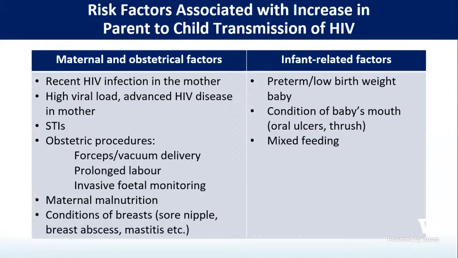Other concomitant sexually transmitted infections would also increase the chances of transmission from mother to baby. Some obstetric procedures like forceps, prolonged labor or invasive fetal monitoring could increase the chances of transmission of HIV from mother to baby. Maternal malnutrition and breast conditions like breast abscess and mastitis can also increase the risk associated with HIV transmission. In the case of the infant, a preterm or low birth weight baby, or conditions in the baby's mouth like oral ulcers or thrush can increase the transmission risk. Mixed feeding has a definitively higher risk of transmission of HIV from mother to baby.